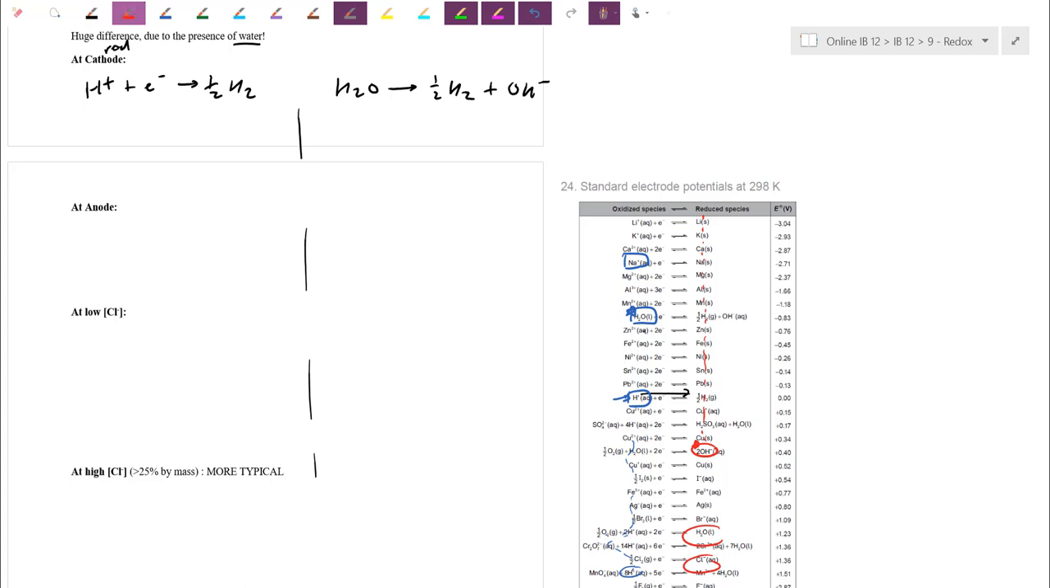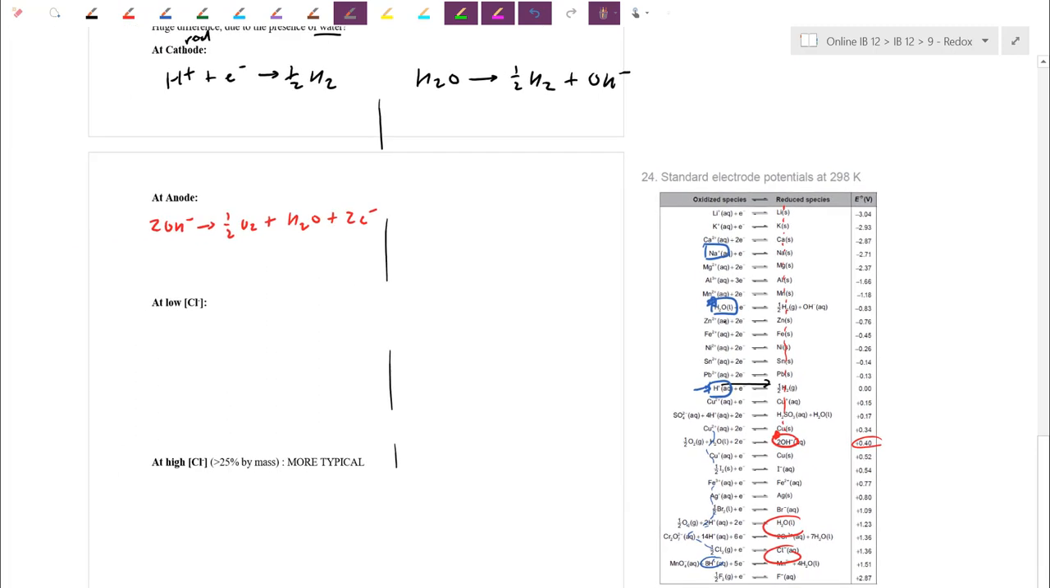How about the anode? The anode is the site of oxidation. Technically speaking, I want to do the hydroxide equation. So 2OH minus, that's written on the right-hand side, I want to go to the left. 2OH minus becomes half an O2, an H2O, and two electrons. Make sure you copy everything out. That earlier was positive 0.40, so this is going to be negative 0.40. Just a reminder, flip that sign.